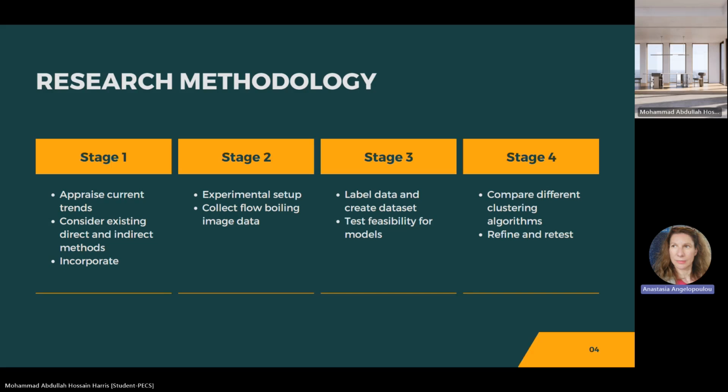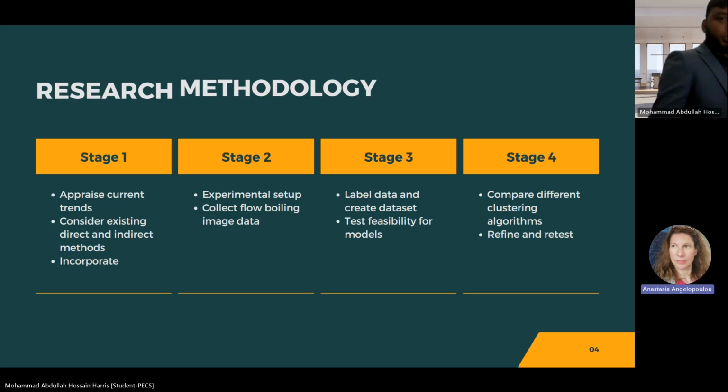In terms of the indirect methods, we can use something called time frequency analysis. Some machine learning algorithms have been used previously as well, but the accuracy levels have just not been that good. It's around 70 to 75%. Some have reported 80%. So in the second stage, we set up the experiments and collected the image data. In the third stage, we labeled it and tested the feasibility of our models. And in the last stage, we refined and retested.